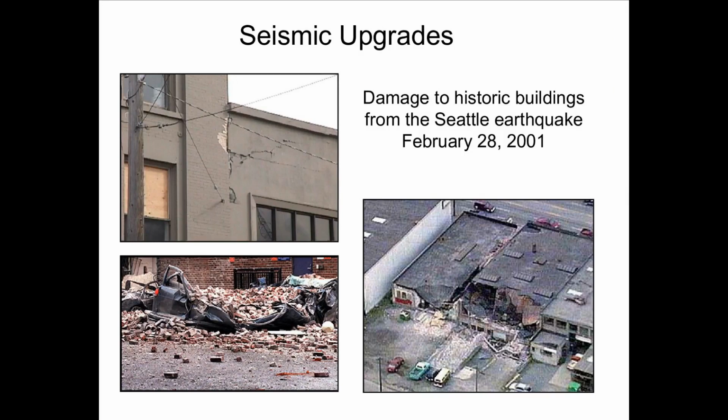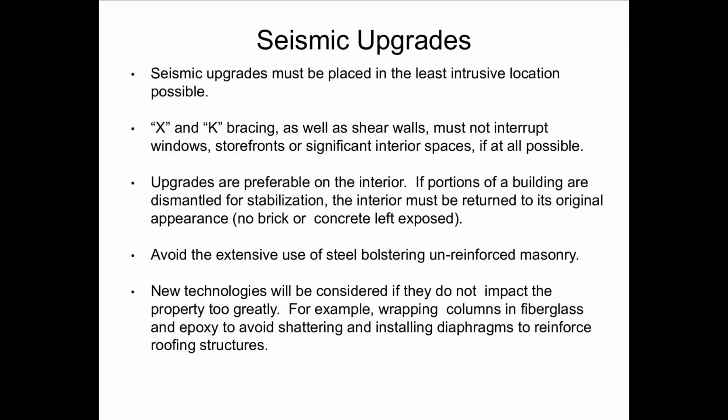Seismic upgrades. These photos show damage to historic buildings from the Seattle earthquake that occurred February 28th, 2001. Seismic upgrades must be placed in the least intrusive location possible. X or K bracing, as well as shear walls, must not interrupt windows, storefronts, or significant interior spaces if at all possible.